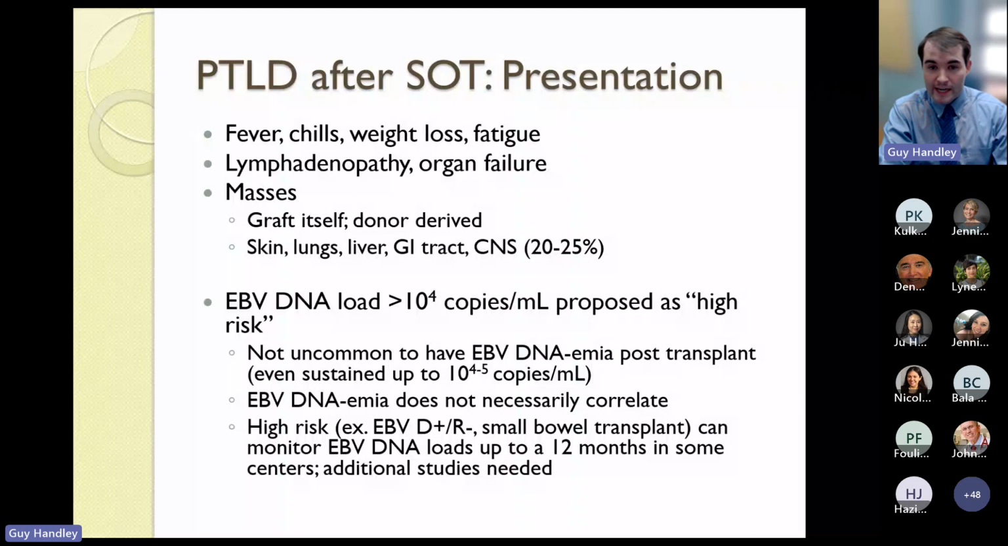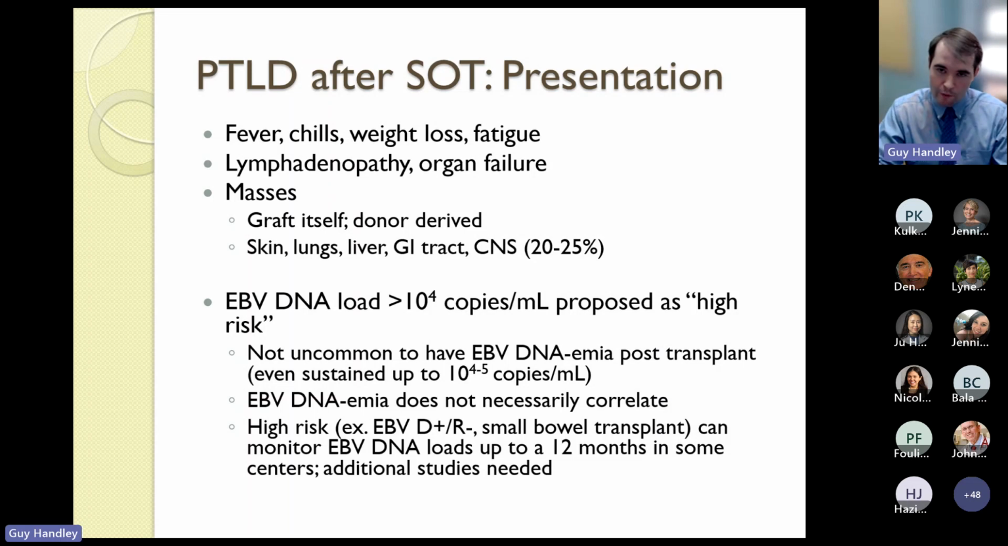The presentation of PTLD after solid organ transplant is usually constitutional symptoms: fevers, chills, weight loss, fatigue. The patient may have lymphadenopathy or organ failure. And if you see that in a patient after a solid organ transplant, you should certainly be worried about PTLD, particularly based on their risk factors. They may have masses if it's in the graft itself that may key you into donor-derived, but it can be disseminated in really any tissue in the body.